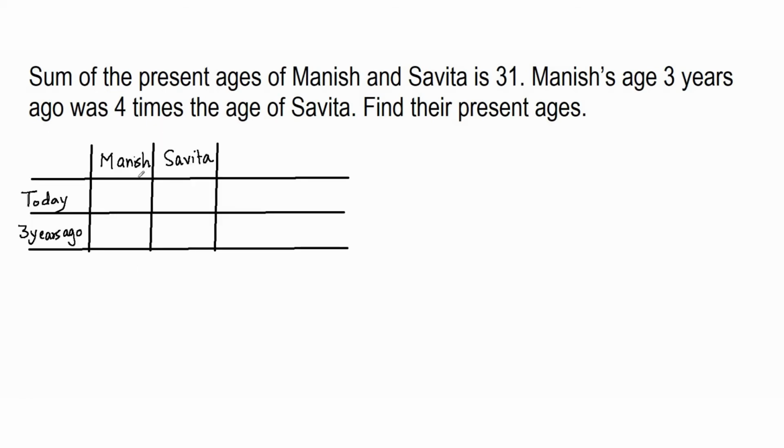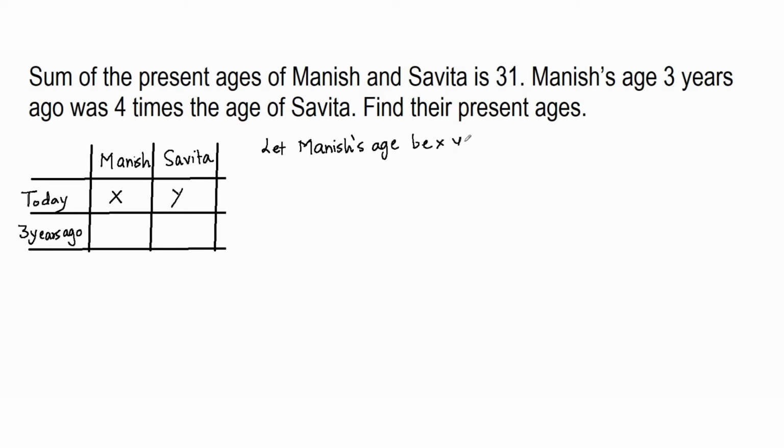Okay, so this is the table that I have constructed. There are two people in this particular problem, Manish and Savita. So I have plotted this table, keeping their names on the top row. And today, let's assume that the age of Manish today is x, and let Savita's age today be y. So let me note that down. Let Manish's age be x years and Savita's age be y years.